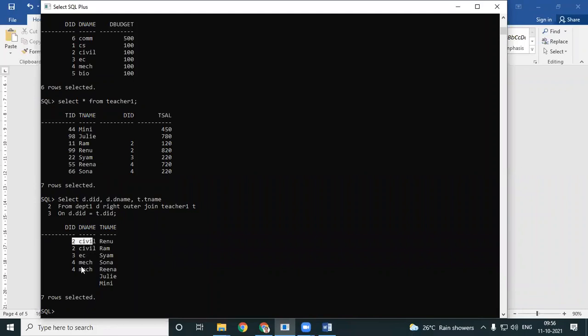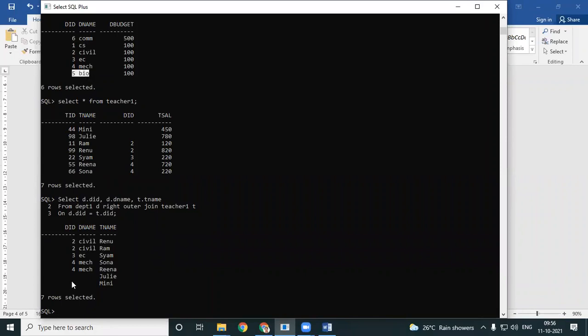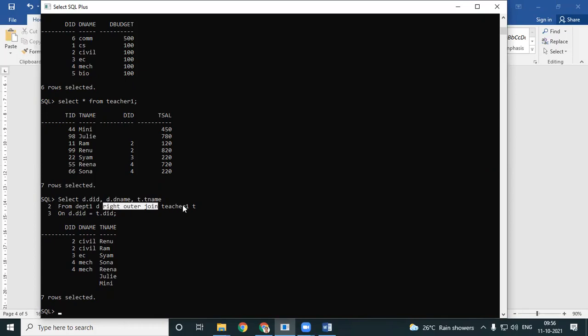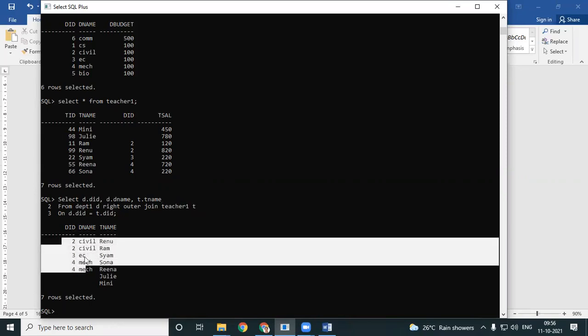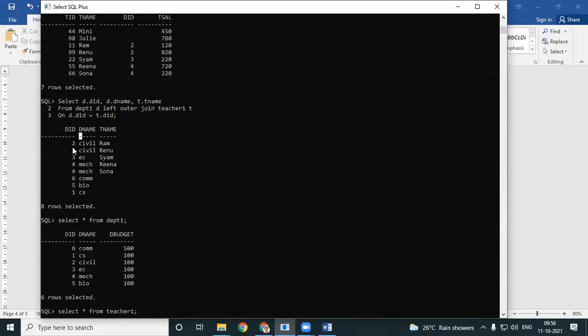Civil, EC, Mech did come. Commerce, CS and bio, they did not come. Why did they not come? Because they do not find the corresponding entry over here. So teacher 1, all the entries, even including Minnie, Julie, came in my right outer join because right outer join means everything in teacher 1, every entry in teacher 1, regardless of whether they are connected or not. All my entries in teacher 1 plus the corresponding entries in my department table.